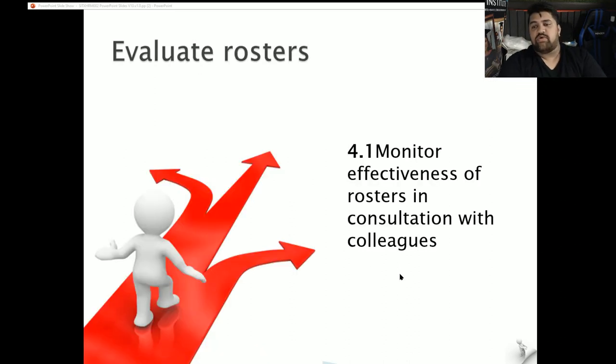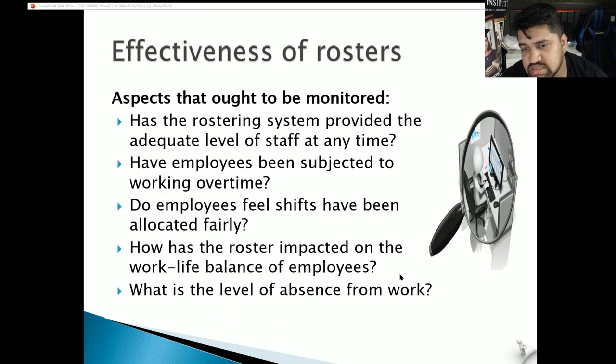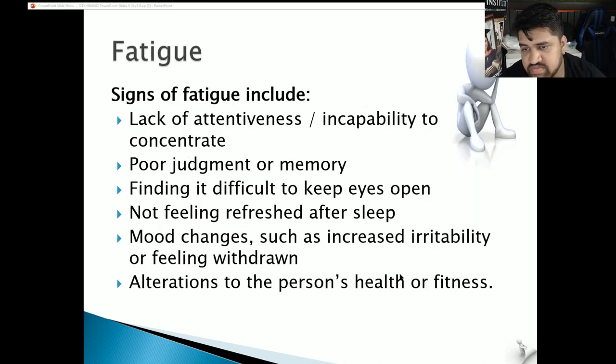So 4.1, monitor effectiveness of rosters in consultation with colleagues. Aspects of rosters that ought to be monitored: Has the rostering system provided an accurate or adequate level of staff at any time? Have employees been subject to working overtime? Do employees feel shifts have been allocated fairly? How has the roster impacted the work-life balance of employees? And what is the level of absence from work?